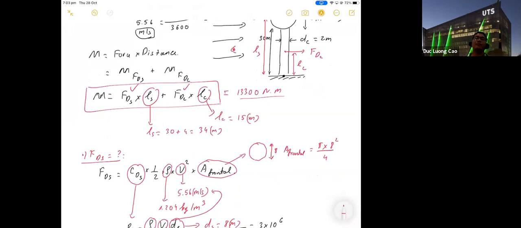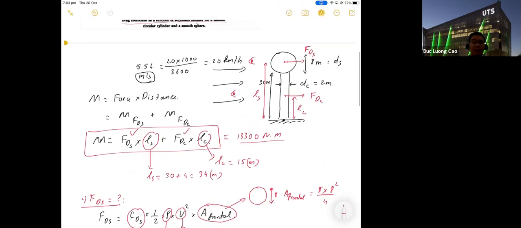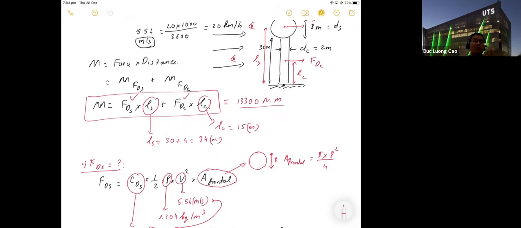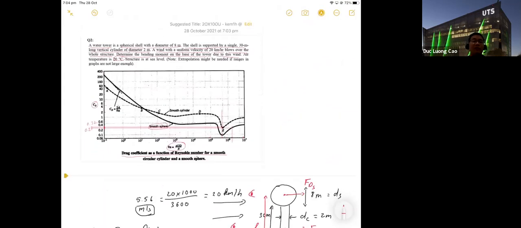Moment equals force times the distance from the force to the ground. The force in this case is the drag force from the air applied to the object, and we have 2 objects here, the sphere and the cylinder. The drag force equals drag coefficient times 1/2 air density times velocity squared times frontal area. CD you can find from the figure based on Reynolds number.